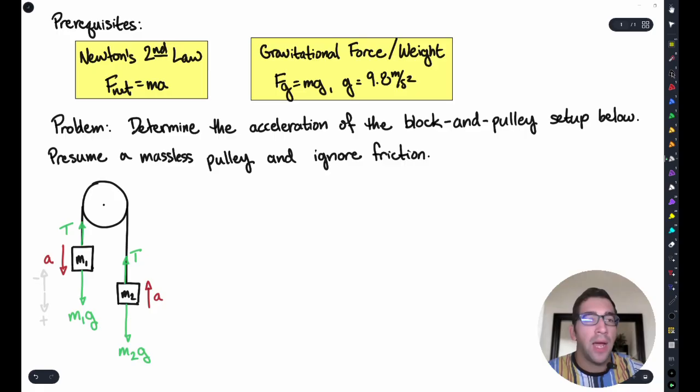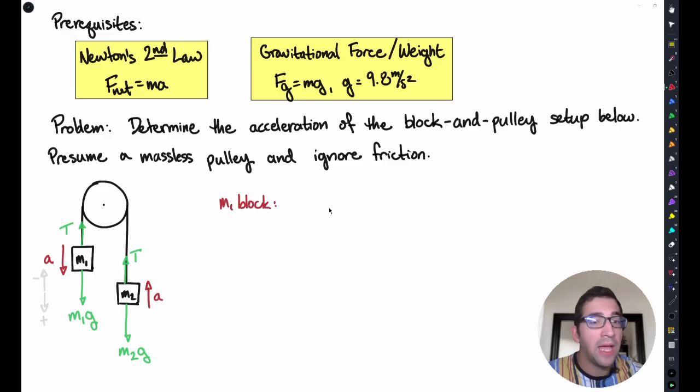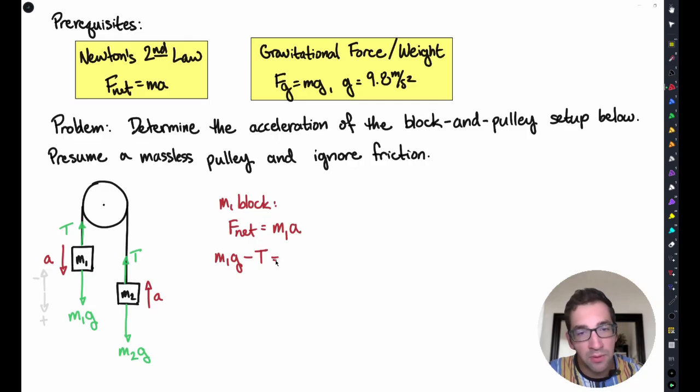So writing down our Newton's second law equation for the M1 block, we see that we have F net equals MA. I'm going to just go ahead and write that as M1A for that block. The net force is going to be the positive force minus the negative force. So in our case here, the positive force is the M1G. That's the gravitational force. And we're going to subtract away that magnitude of the tension force, T. That's going to equal M1A. So that's our equation that relates together the variables for the M1 block.